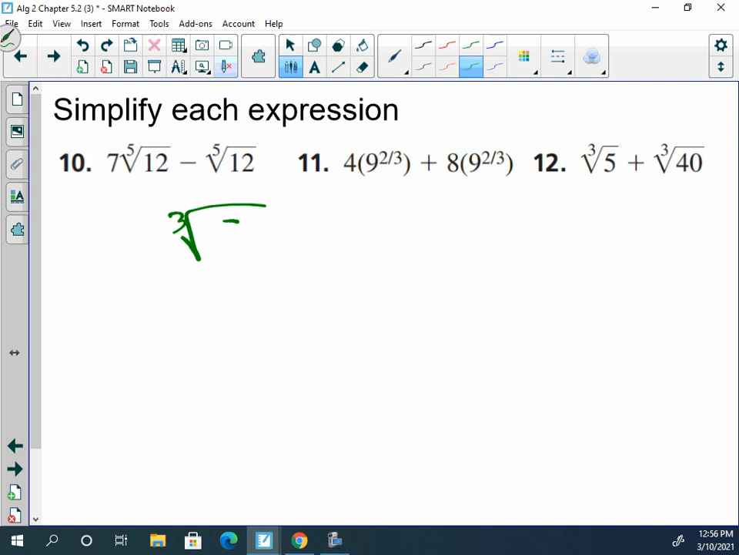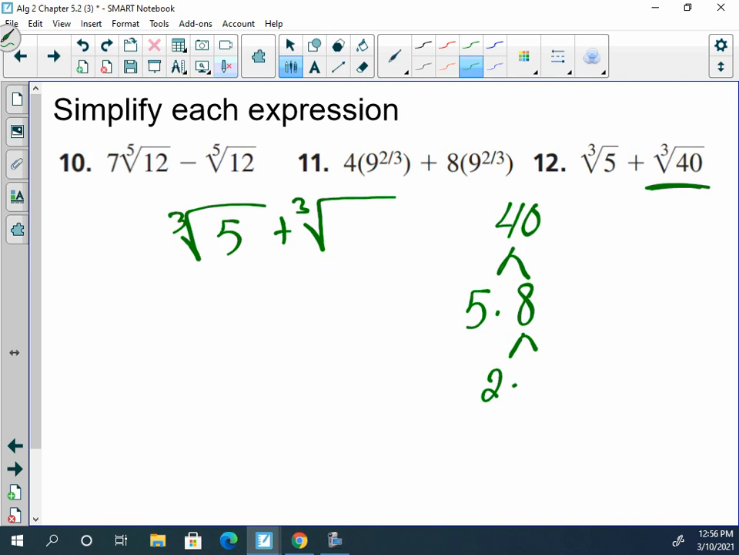Because we have the cube root of 5 plus, okay, we're going to have to rewrite the cube root of 40 because they're not the same. We can't just add or subtract them together. So we'll need to factor 40. 5 times 8. 8 is 2 times 4, and 4 is 2 times 2. So we get these nice factors here.